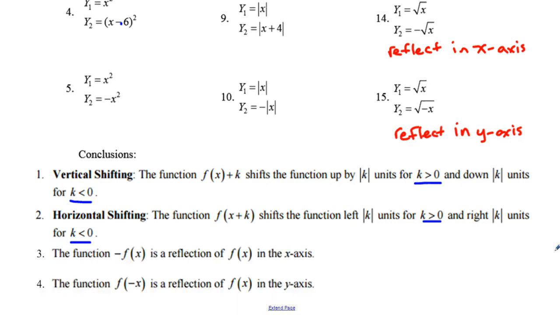And finally, your reflections. If there's a negative outside the function, it makes all the y values negative. That reflects over the x-axis. We saw that with every function we explored. And the one we saw in the last was if it's a negative inside the function, it reflects over the y-axis. Okay? We could only really see that with the radical. We couldn't observe that very well with the parabola or the absolute value because those were symmetric about the y-axis.